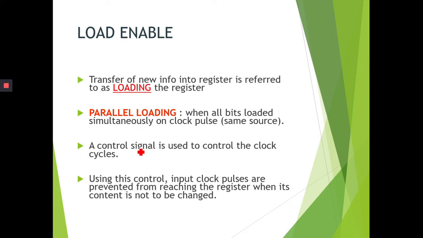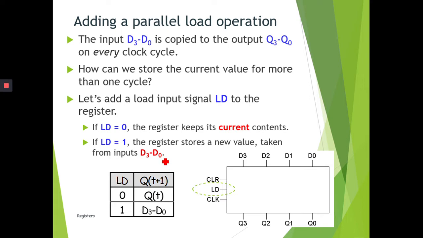And then we also have a control signal. It's used to control the clock cycle. We're going to look into an example of this. By using this control, input clock pulses are prevented from reaching the register when its content is not to be changed. We're going to see in the example what that means. By adding a parallel load operation, we have 4 bits of input and 4 bits of output. So how can we store the current value for more than one cycle? This is how we do it. Let's look at an example.